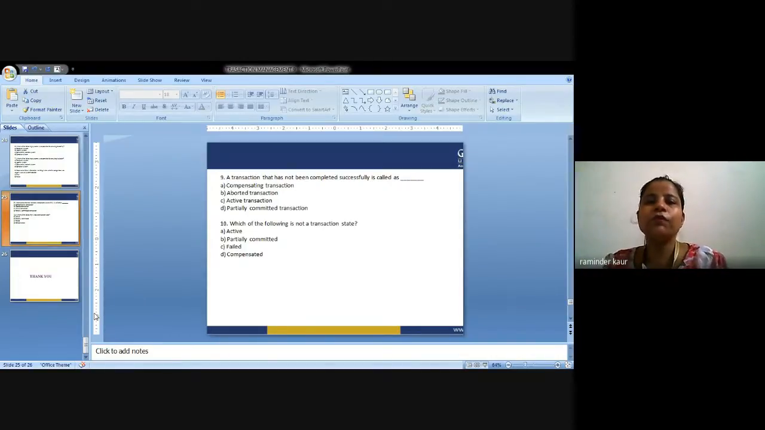Next: which of the following is not a transaction state? Active, partially committed, failed, compensated. So these are all the questions that are related to today's lecture.